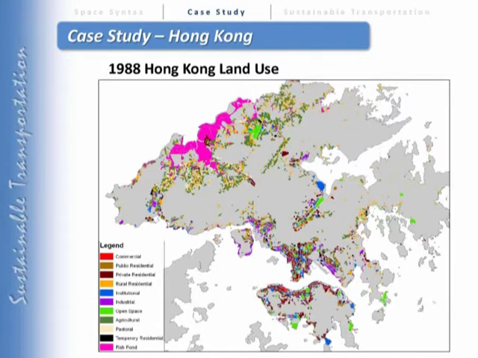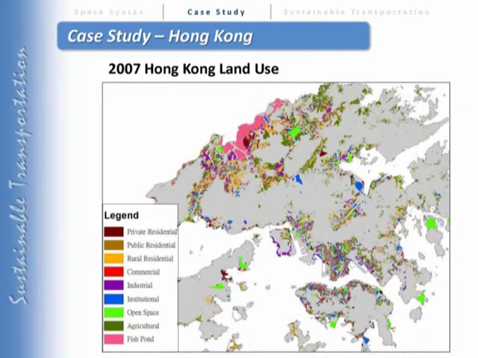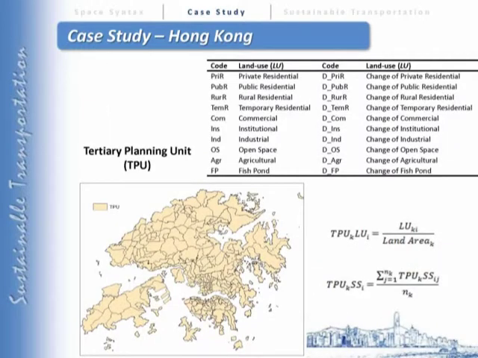Here are the land use information of year 1988 and 2007. 10 categories of land uses are examined in the analysis, including private, public, rural and temporary residential, commercial, industrial, institutional, open space, agricultural and fish pond land uses. The smallest spatial unit for analysis is the Territory Planning Unit, TPU, and the boundary follows the definition of the 2001 census.